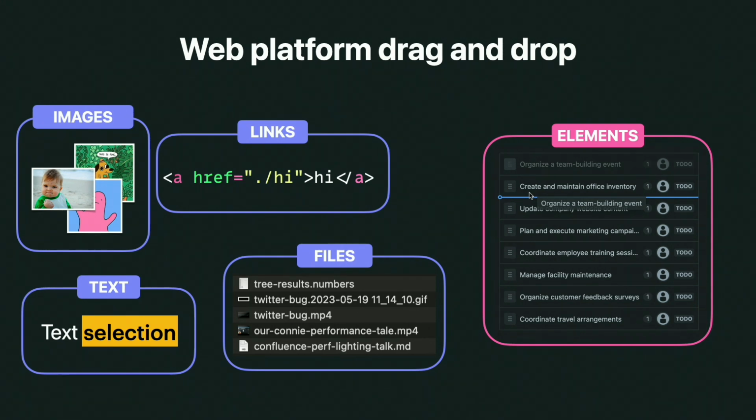Over here, then, we have elements. This is any element that exists in the browser. You can specify to the browser, hey, I want this thing to be draggable. And usually when we think of drag and drop, we're thinking of this thing over here. This is how we build sortable lists, boards, reorderable grids, resizing, all that kind of stuff lives in that elements category.